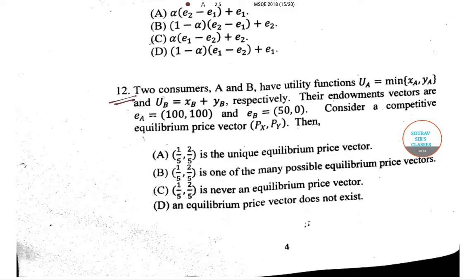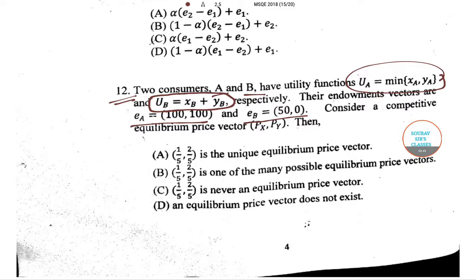It is said that there are two consumers A and B. A has the utility function UA equal to minimum of XA, YA. That means for A, X and Y are perfect complements. And UB has the following utility function: UB equal to XB plus YB. This means that for individual B, X and Y are perfect substitutes. The endowment vectors are EA equal to (100, 100) and EB equal to (50, 0).